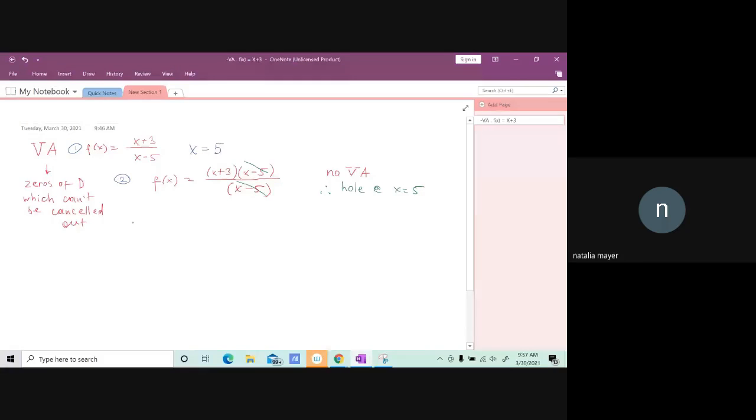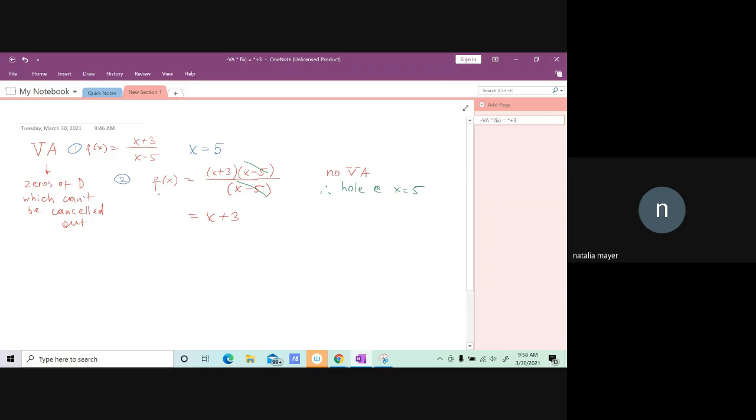Now that I have done this step, how does the function look algebraically? It looks like this. So you don't see the zero of the denominator anymore there. So the zeros of the denominator which can't be cancelled out.